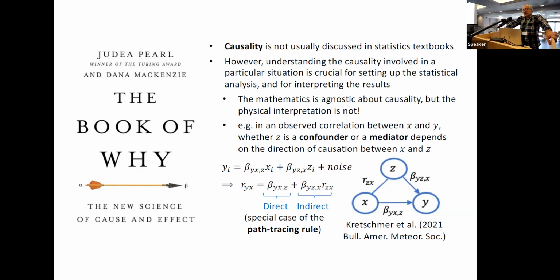If you look at any paper, any publication in weather and climate science, there's always a causal framing. It's just generally in words. And the point is that the mathematics is agnostic about causality, but the physical interpretation is not. If you had enough data and the problem was statistically stationary, then maybe you don't have to worry about causality. But we're interested in non-stationary problems. We're interested in out-of-sample problems. We're interested in counterfactual questions. For all of those things, you need causality.